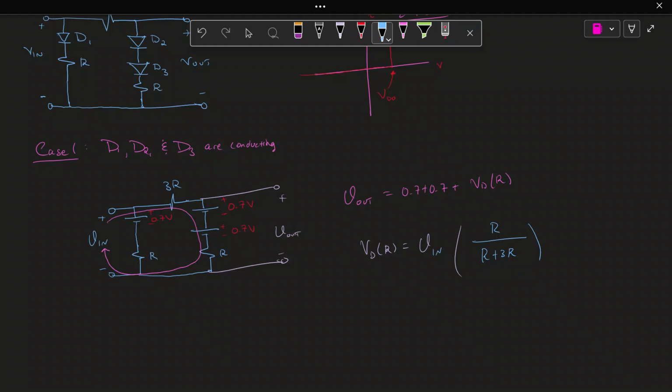Now, I kind of stumbled on my words saying it's not V in, because it's technically not V in. We have to worry about these voltage drops here. How do we take care of that? Well, remember, the voltage being applied to the R value is not V in, it's V in minus 1.4, or 0.7 plus 0.7.